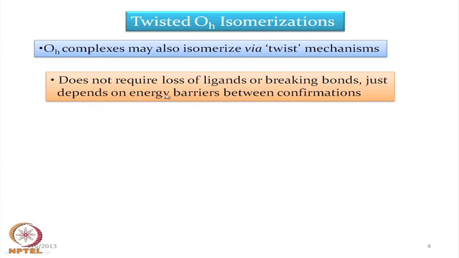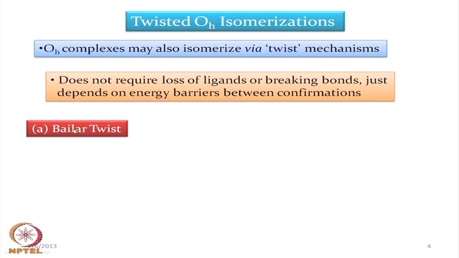So, it depends on the energy barrier between the conformations. If we have one conformation on the left and the other conformation on the right, and if the energy barrier is not very high, we can move from one form to the other by crossing the barrier.